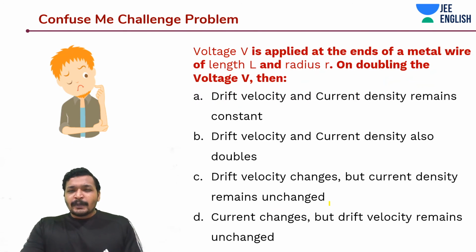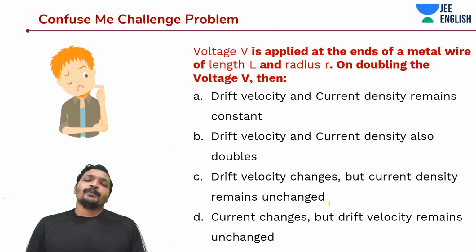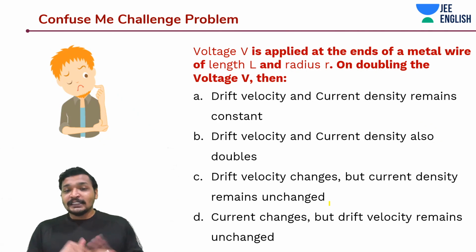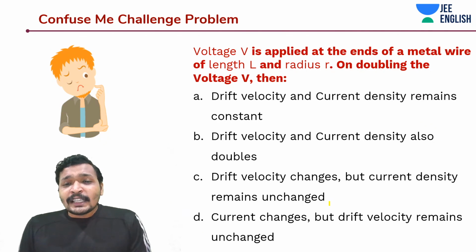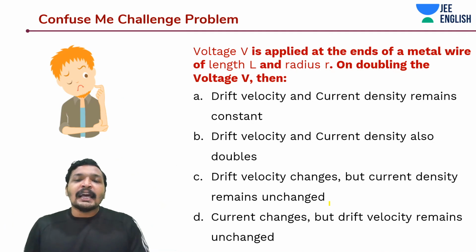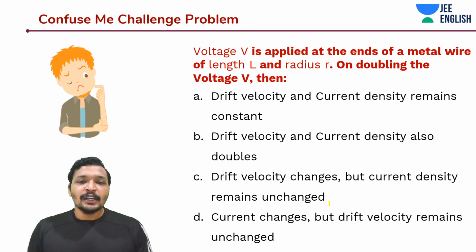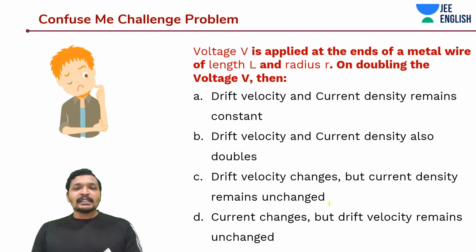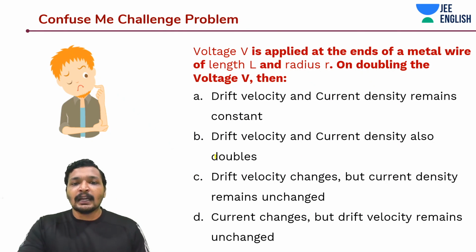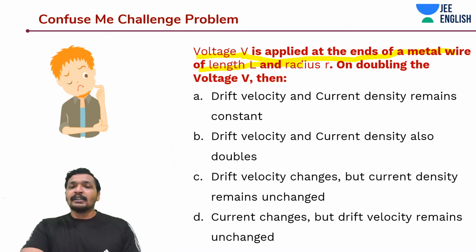Now let's get into confuse me problem number 2 of this drift velocity concept. Voltage V is applied at the ends of a metal wire of length L and radius R. On doubling the voltage, what happens? You don't even have to think about it. You can answer this concept without even looking at the options. You haven't changed anything with regard to the dimensions of that metal wire. You haven't extended it, you have just kept it constant.